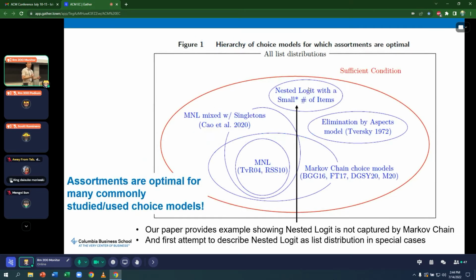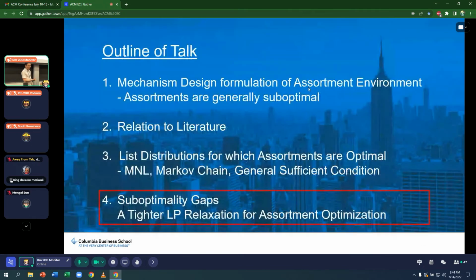More generally, we derive a sufficient condition that shows that, under a lot of the well-studied choice models in the literature, like MNL, multinomial logit, and nested logit with a small number of items, they also satisfy our sufficient condition, so assortments are also optimal. Now, what about suboptimality gaps?